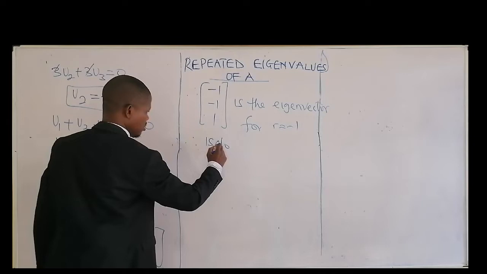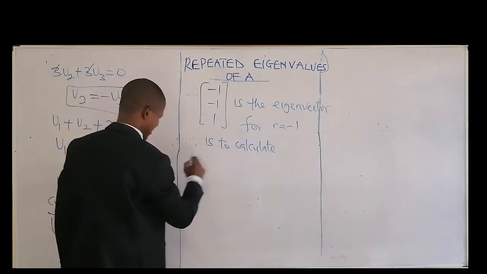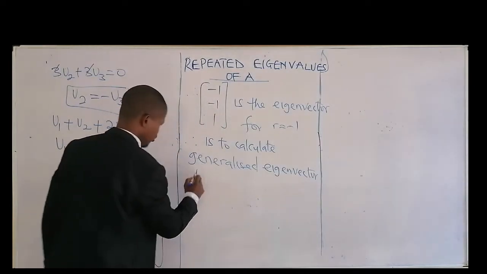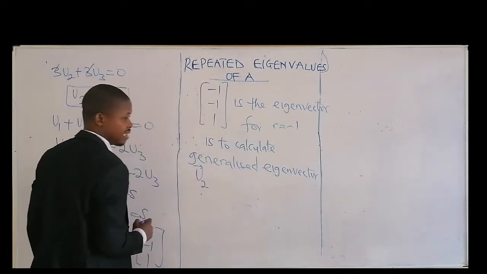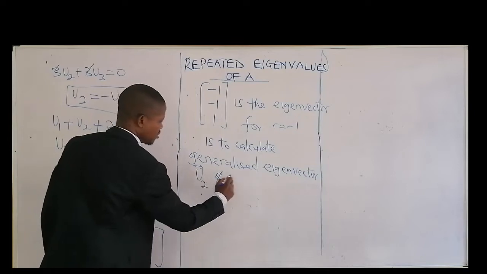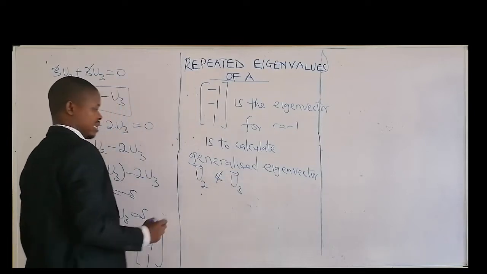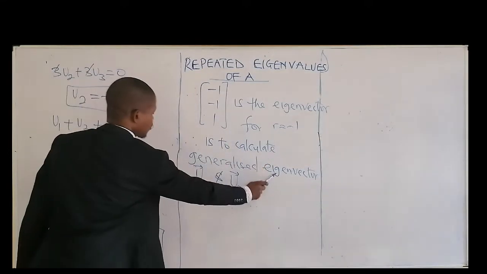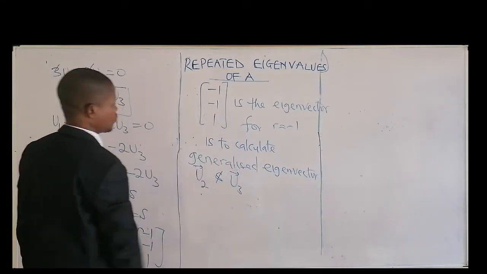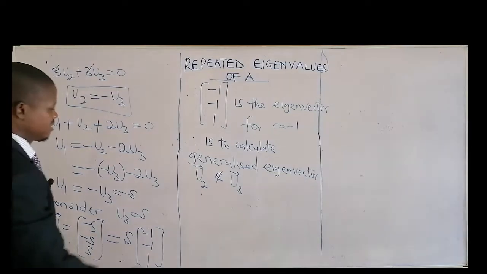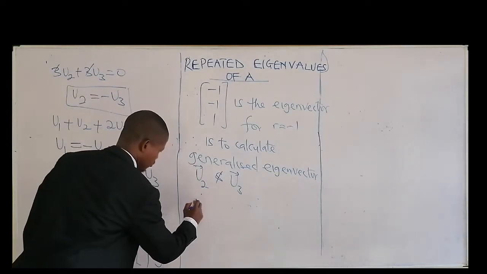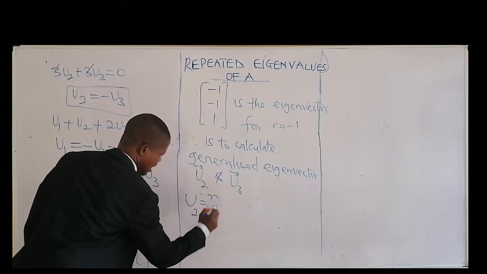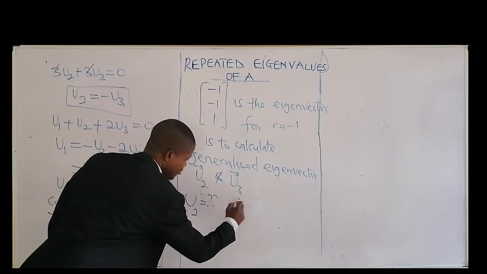Okay? Then the next thing to do now is to calculate the generalized eigenvectors u2 bar and u3 bar. So to calculate the generalized eigenvector for the second one and for the third one, how do we do that? For u2, for the second one, I'm going to use this expression.